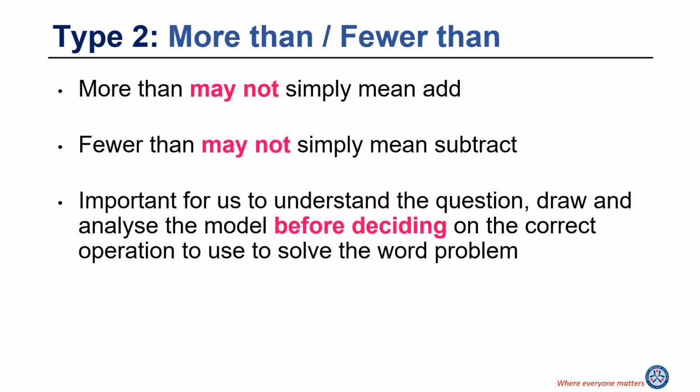The examples above show us that more than may not simply mean add, and fewer than may not simply mean subtract. Simply looking out for words such as more than and less than and deciding on the operation to solve the word problem based on that may not lead us to the correct solution. It is important for us to understand the given quantities in the question, visualize and construct a model, and analyze the model to solve the word problem.